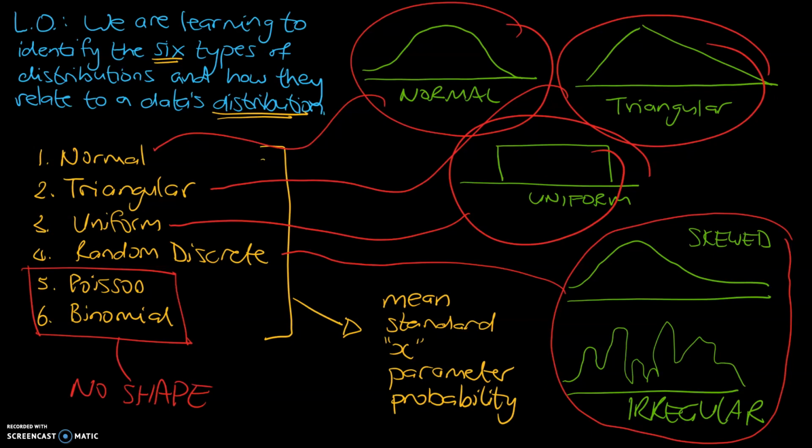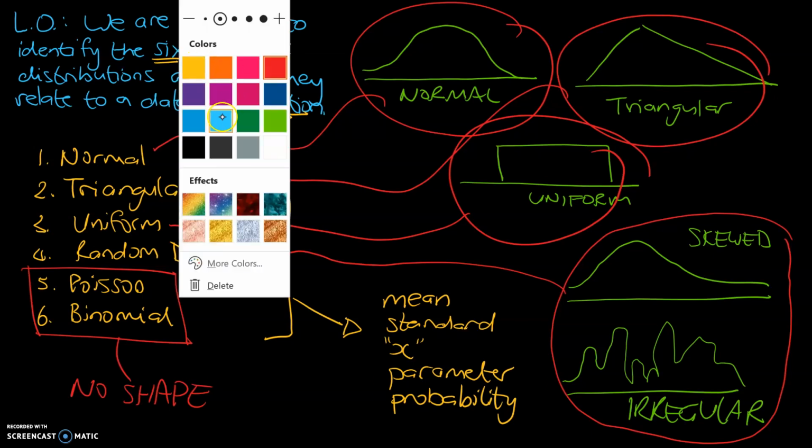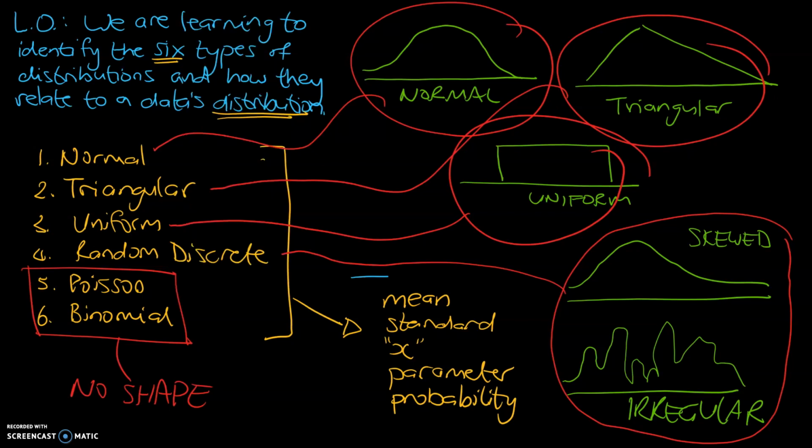So hopefully this wraps up what we're going to be looking to achieve throughout 3.14. We're going to be looking at 6 types of models: normal, triangular, uniform, random discrete, percent, or binomial. And for each of those models, we need to identify or be able to calculate the mean, standard deviation, the x value, any parameter that the model relies on, and any probability from that context.